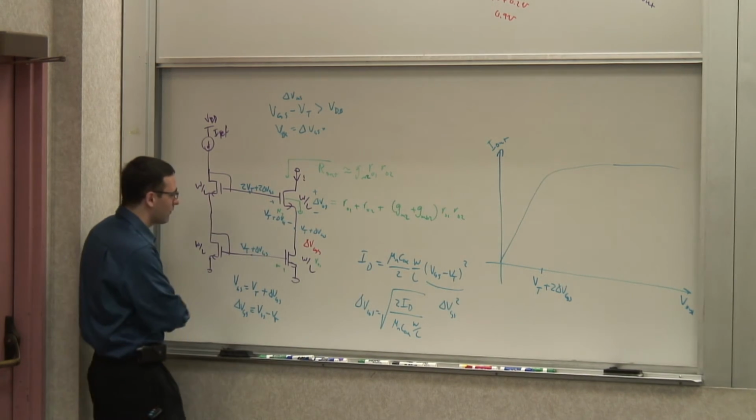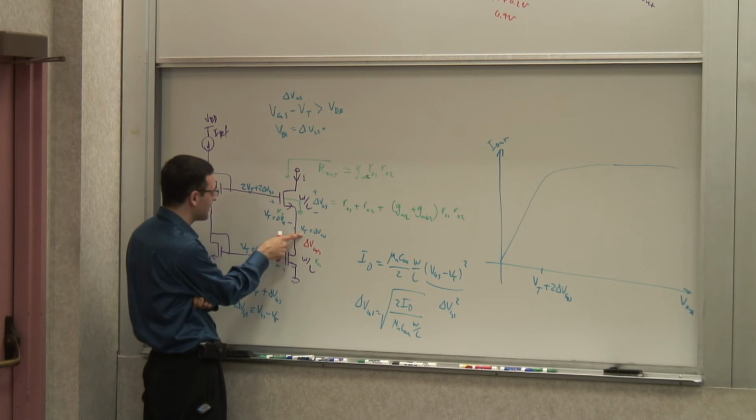How could I do that? Well, for this to be delta VGS, it means that this voltage has to be what?